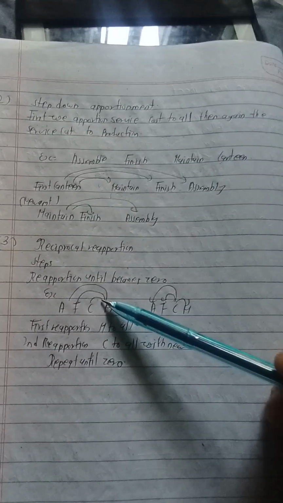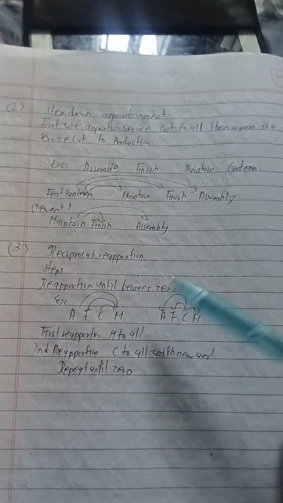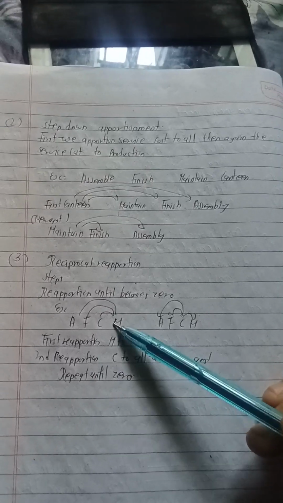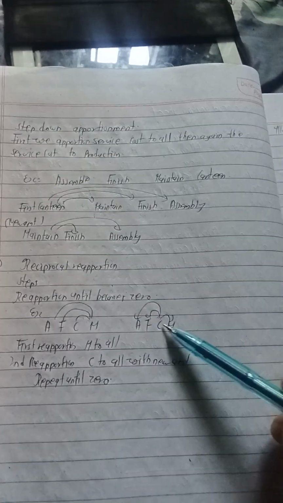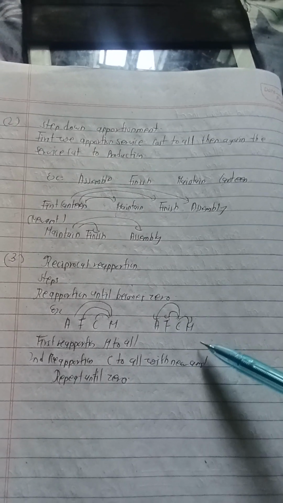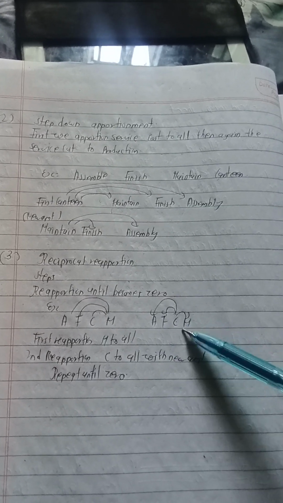So reciprocal reapportionment means basically transferring until it becomes one. For an example, first of all, we transfer maintenance to canteen, finishing and assembly. Then again we transfer canteen to maintenance, finishing and assembly. Again we transfer maintenance to canteen, finishing and assembly. Again we transfer canteen to finishing. So like that it goes on and on.